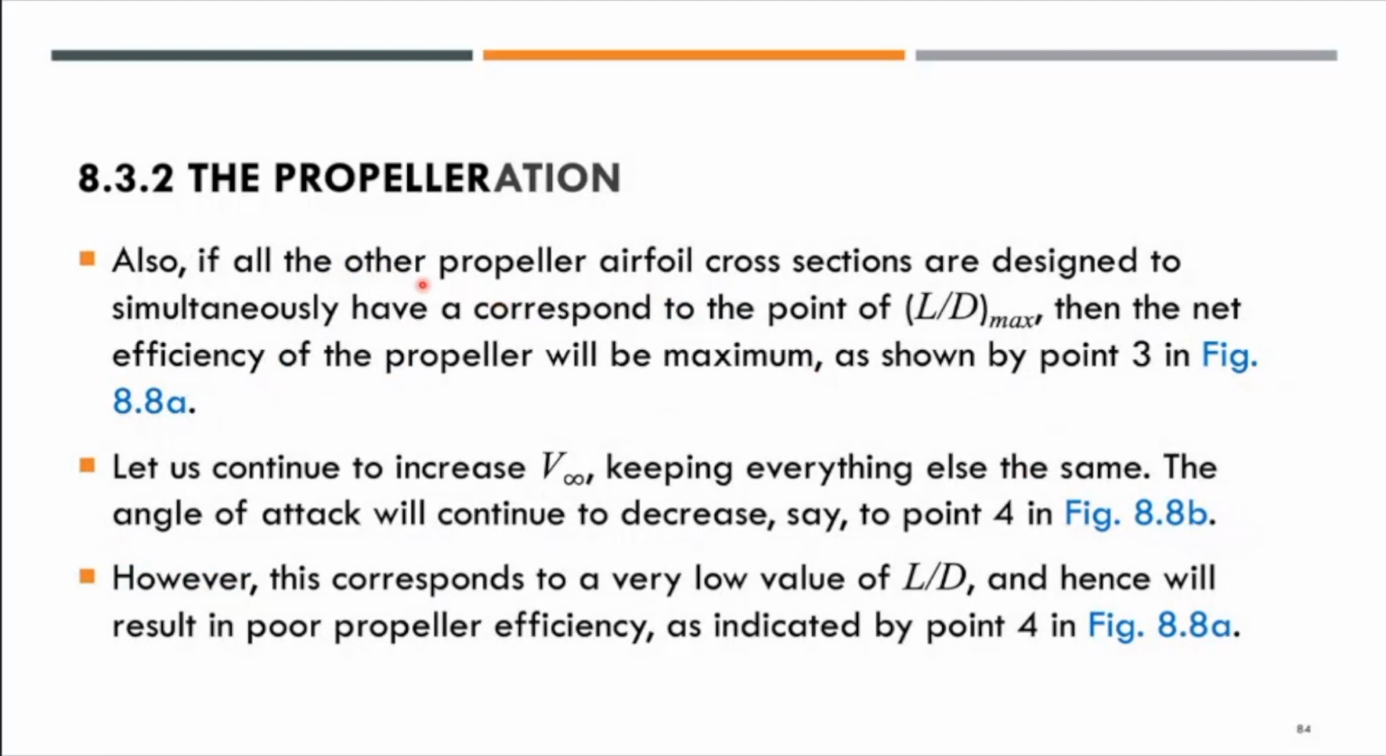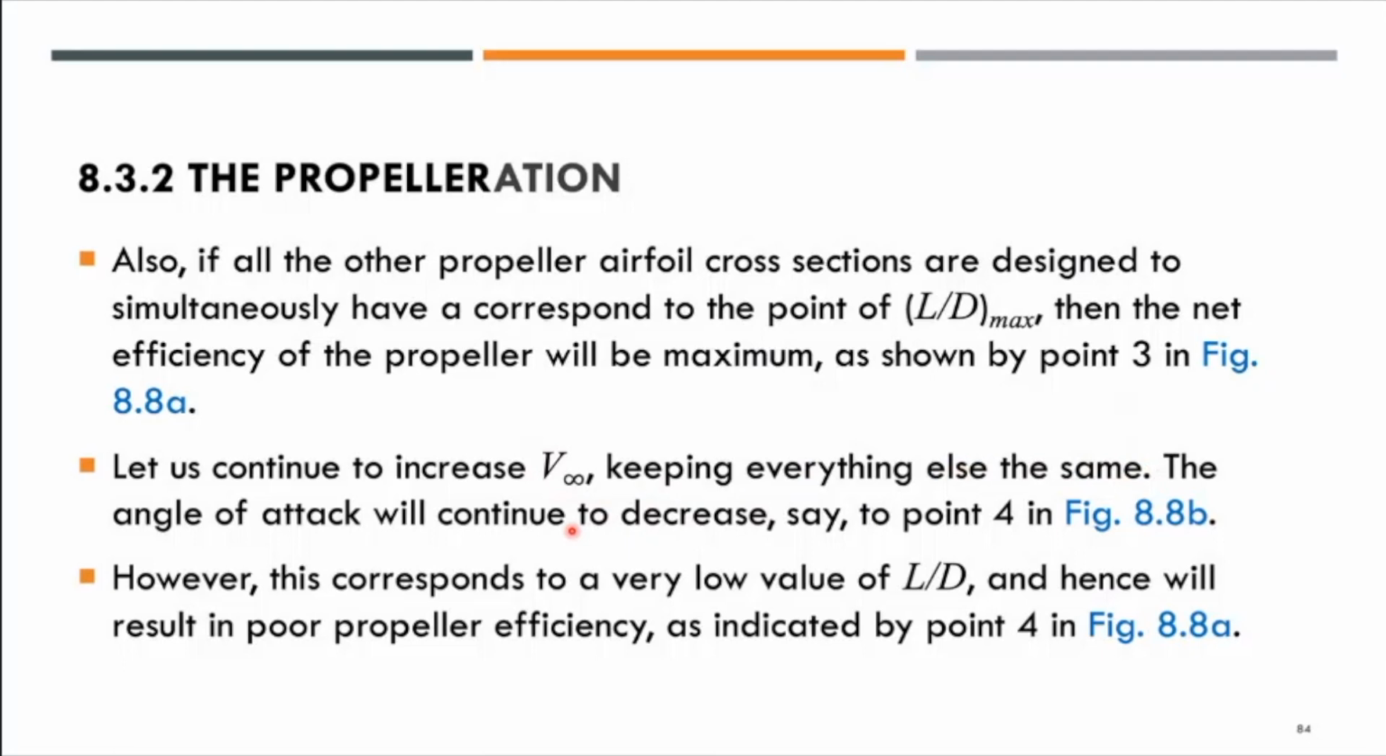So what happens is that if all the other propeller airfoil cross sections are designed to simultaneously correspond to the point where L over D is max, then the net efficiency of the propeller will be maximum. That is point 3. Now let us continue to increase V infinity, keeping everything else the same.